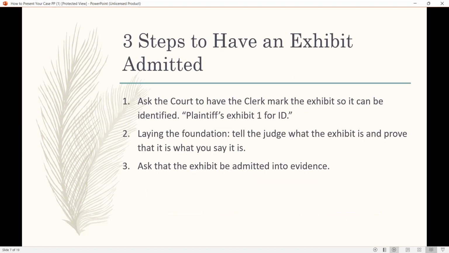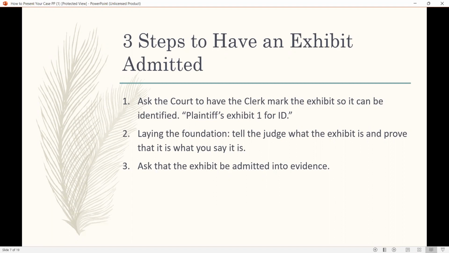When it comes to admitting exhibits, there are 3 steps that you have to go through. The first step is you want to ask the court to have the clerk, which is why you want to know who the clerk is and where they are seated. You want to ask the court to have the clerk mark the exhibit so that it can be identified. So this is just so that everybody in the courtroom knows what everybody's talking about, a number or a letter.